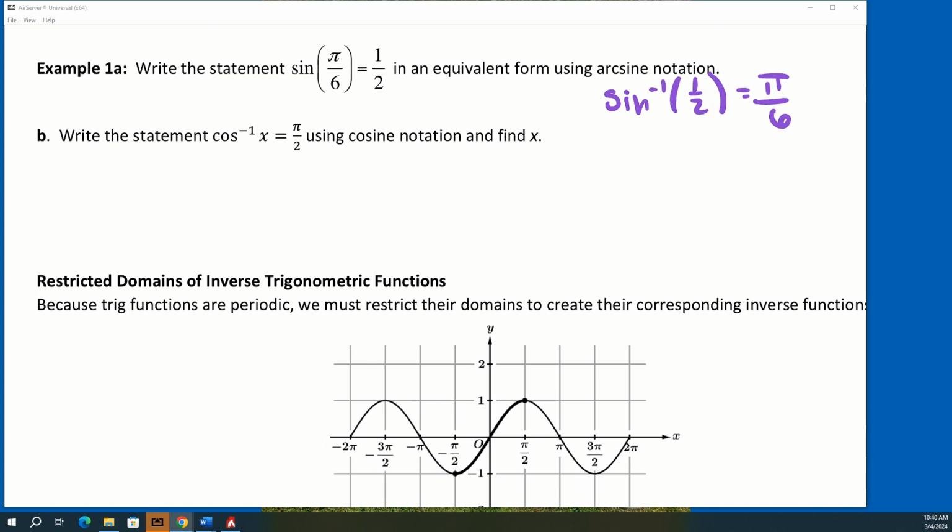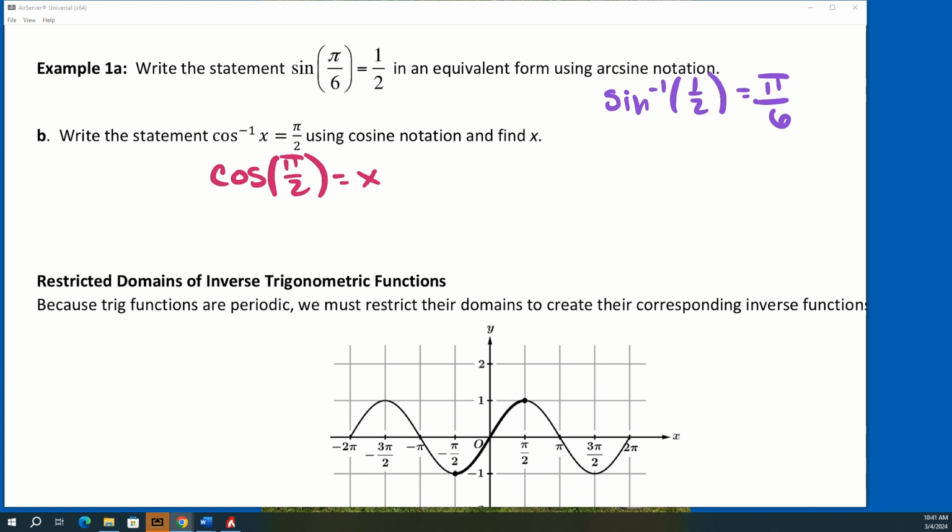All right, so on part B of this, we're going to do the opposite. It's written as an arc cosine statement. We're going to write it as a cosine statement, and then we're actually going to find the value of x. What we know is that the arc cosine of x is pi over 2. So that means that the cosine of pi over 2 is x.